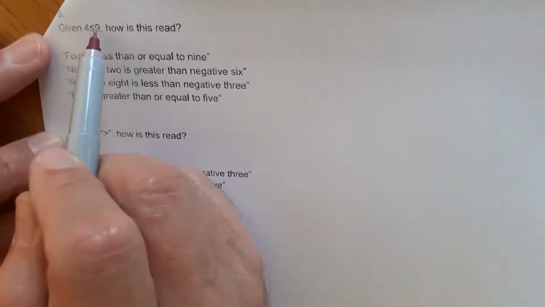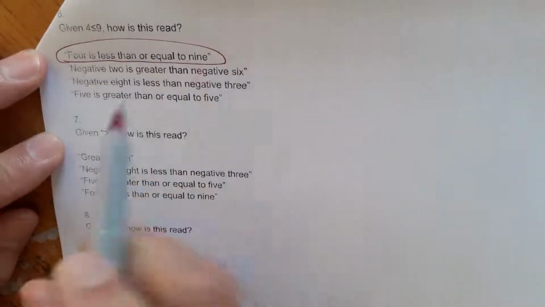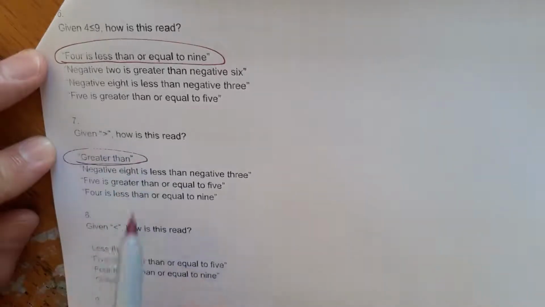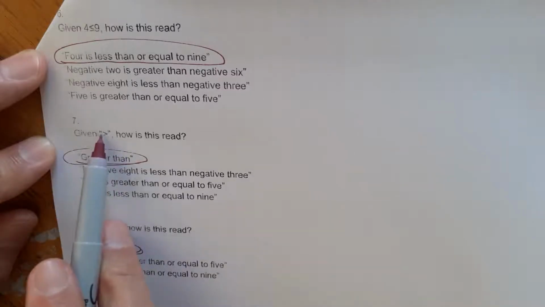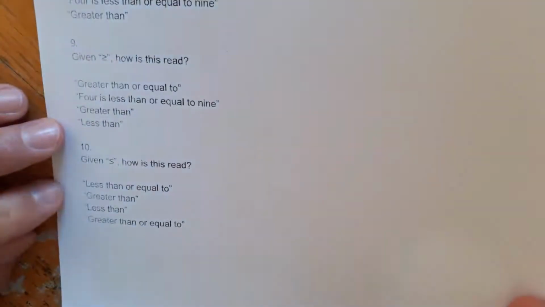Given 4 is less than or equal to 9. Given this, how is it read? Greater than. Given it's the symbols this way, it's read less than. All right, just remember it. Some teachers tell the story about, oh, the alligator's eating the bigger number, and I don't know. I forget those. Just remember how it is.